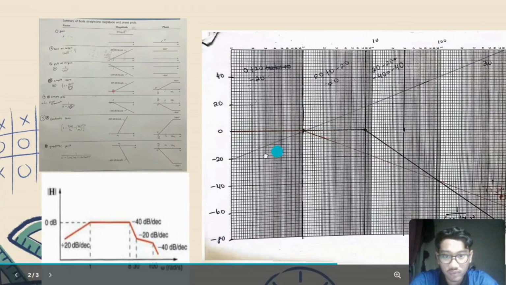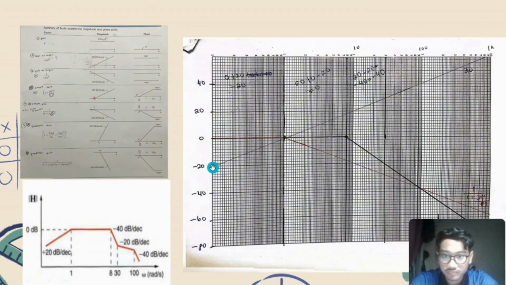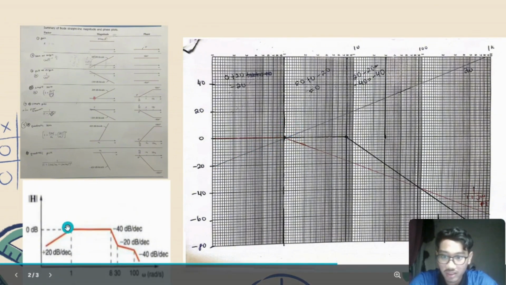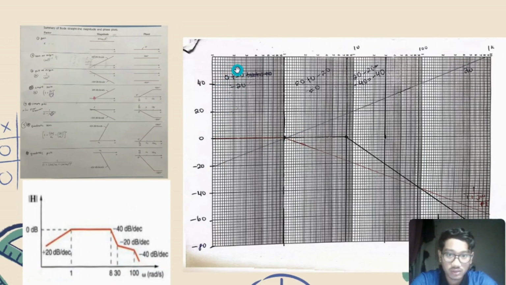So we draw from the zero at the origin a straight line to the point 1, because the answer is at angular frequency 1. So we draw the straight line. So we get 0, 0. Later I will explain. Plus 20. So we get that 20 dB per decade. The answer is a 20 dB slope.